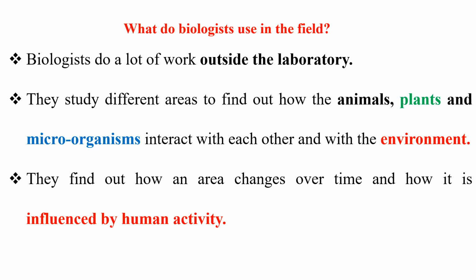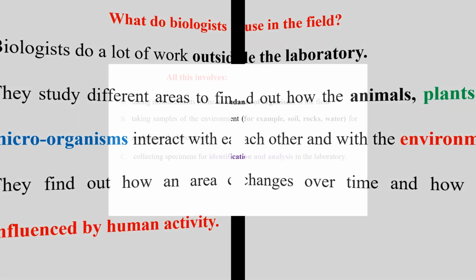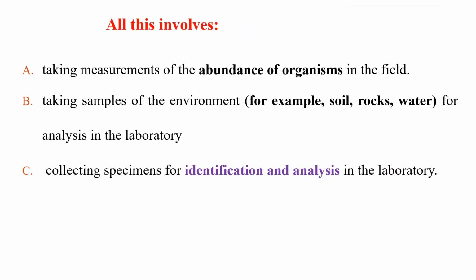This is studied by biologists. Biologists study these three things, which involves taking measurements of the abundance of organisms in the field. They count how many organisms are found in the field to study their diversity, and also take samples of the environment.